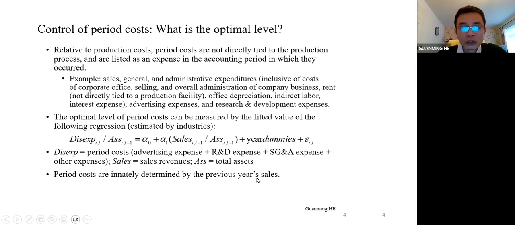If the previous year sales are higher, then the current period cost should be higher. The period cost to be incurred for this year needs to be budgeted based on the previous year sales. So we will expect the coefficient on this variable to be positive and statistically significant. We estimate this regression to get the fitted value of the period cost and use it as a measure of the optimal level of period cost to be incurred by the firm.